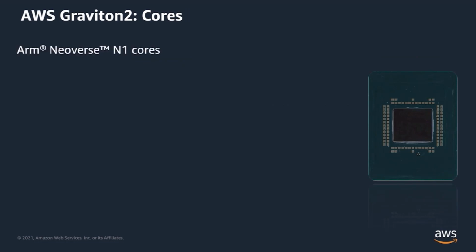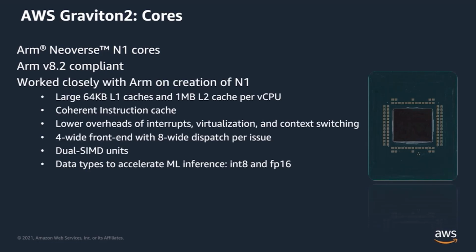The N1 core is what powers Graviton2, and there's 64 of them inside each processor. AWS worked closely during development with ARM, combining AWS's experience as a cloud vendor together with ARM's expertise in CPU microarchitecture, to design a processor that was specifically built with cloud workloads and scale-out workloads in mind.